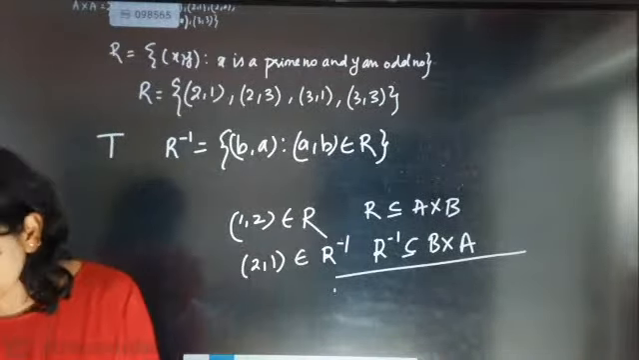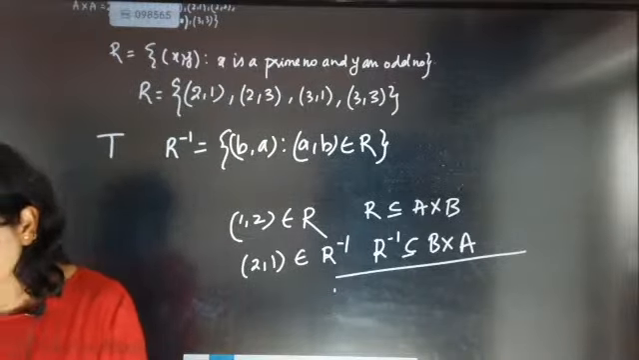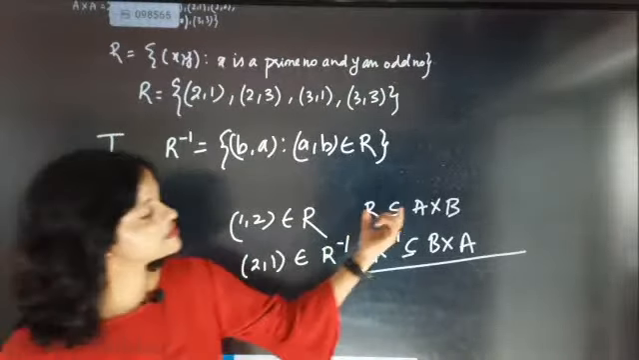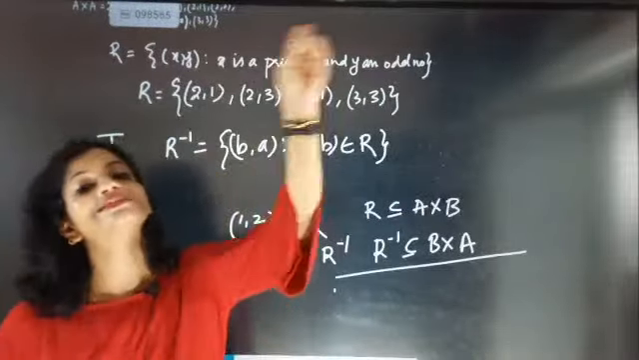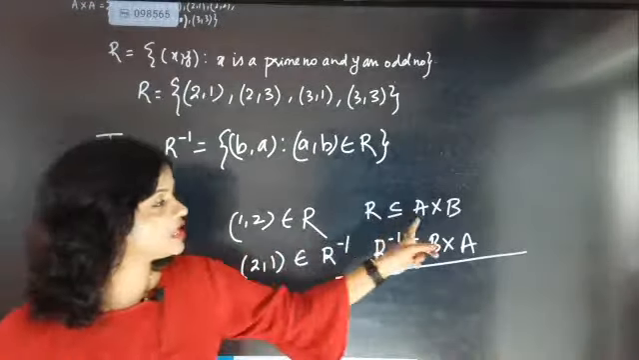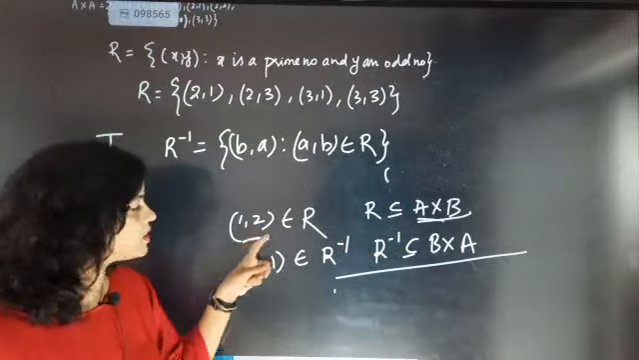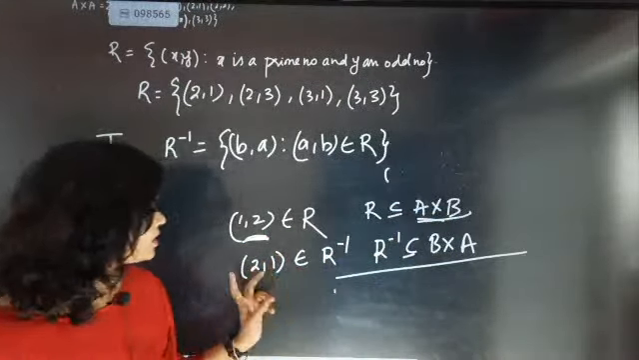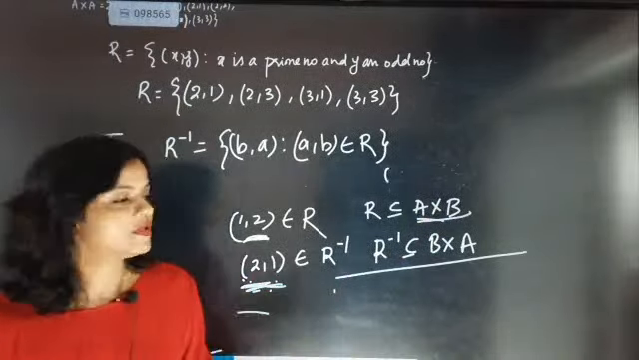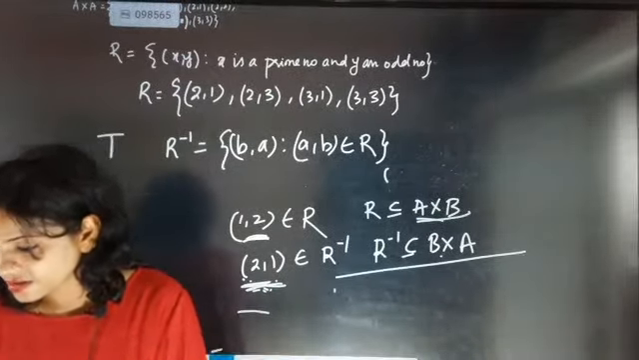Is it not possible, beta? Think very nicely: R is a subset of A cross B, then its inverse will be a subset of B cross A. Because look here, this element will be coming from A cross B. Then if you reverse the order, this element will not be present in A cross B. This will be present in B cross A.